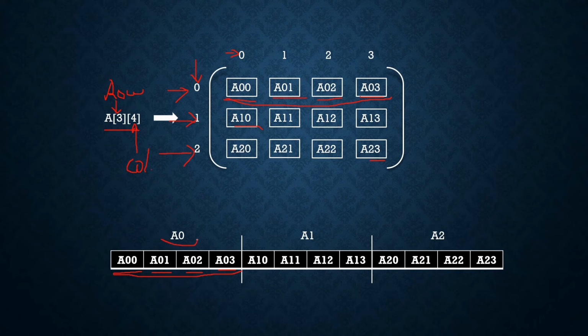That is called the A0 block. Then the second row is placed after the first row's elements. So four elements are placed after the first row's elements, and that block is called A1. After that the third row's elements are placed, and that block is called A2. This is the arrangement of row-major form.